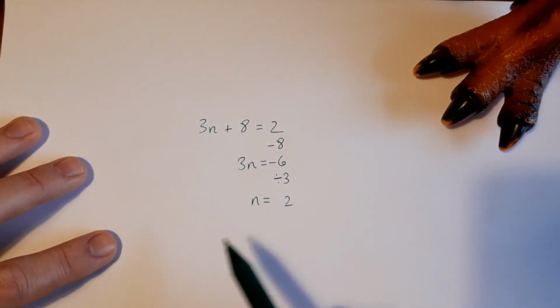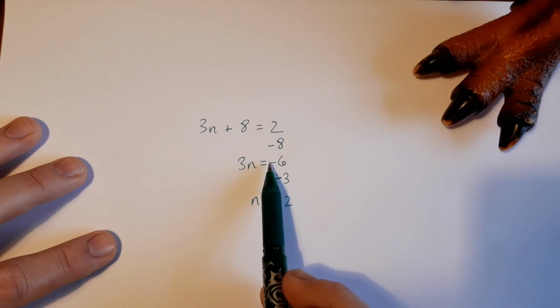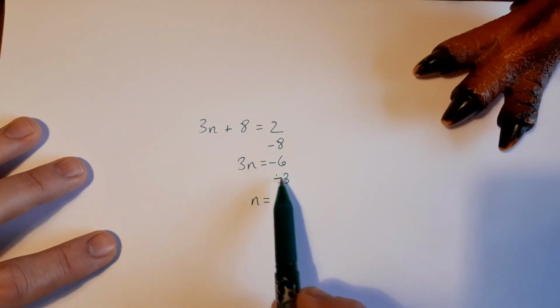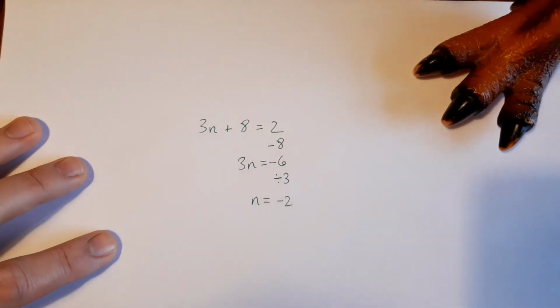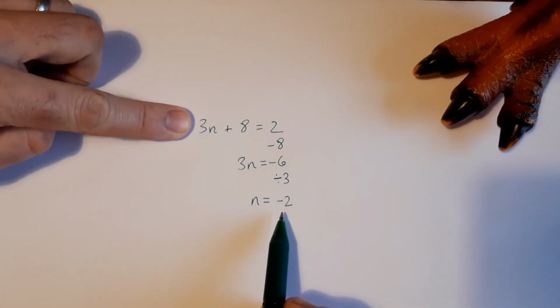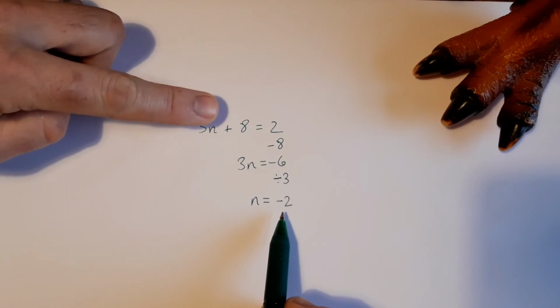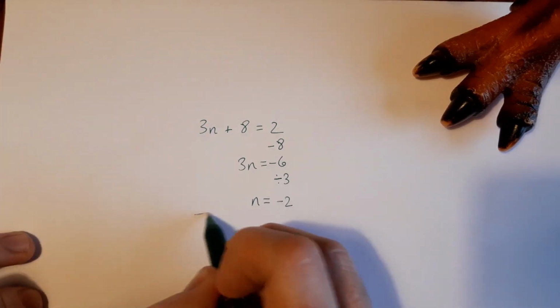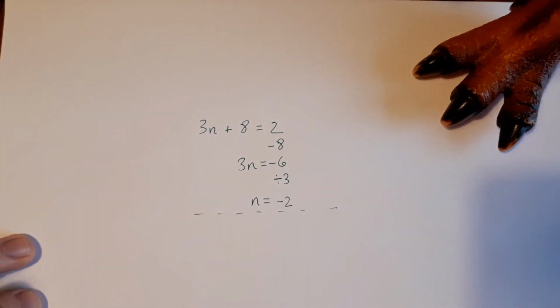Now we decide, is the answer negative or positive? Negative divided by positive. Oh, the signs are different. Negative answer. And we got what we thought, actually. 3 lots of a negative number. Negative 6, cool. Negative 6 add 8 is 2. Awesome. We are applying two-step solving of linear equations with negative numbers.